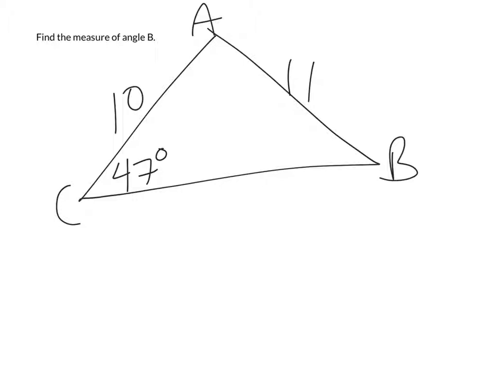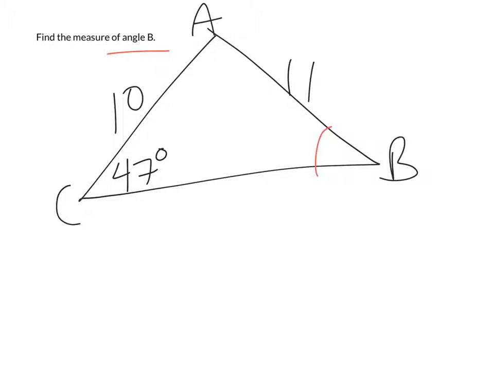So we need to solve for a missing angle here. As you see, it says find the measure of angle B. That's this one right here. We can actually just use B as our letter. That'd be useful. Now we haven't solved for an angle yet in our law of sines adventures, but we're going to do that today.